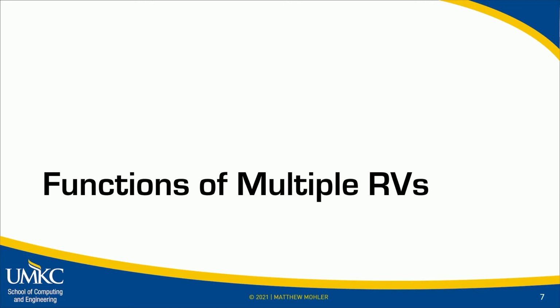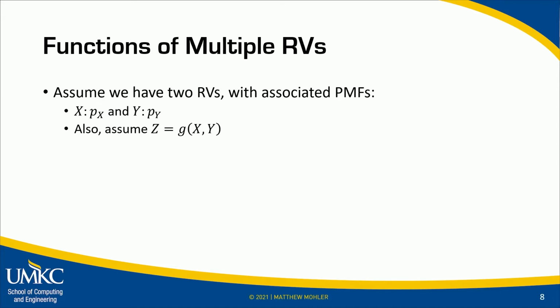In this section, we'll look at functions of multiple random variables. And functions, again, are just some g of x or g of y that we looked at previously for random variables. But let's look at functions now when we have multiple random variables in play. So assume that we have two random variables and that those random variables have a probability mass function associated with them. Again, kind of the premise for everything we've talked about in this lecture so far.